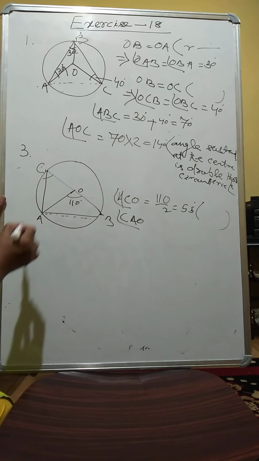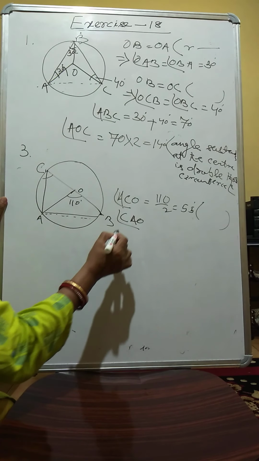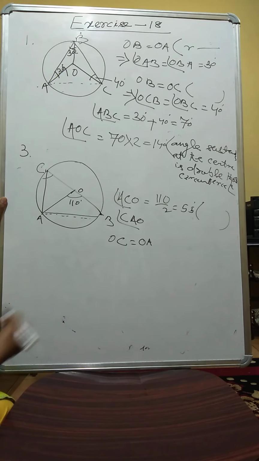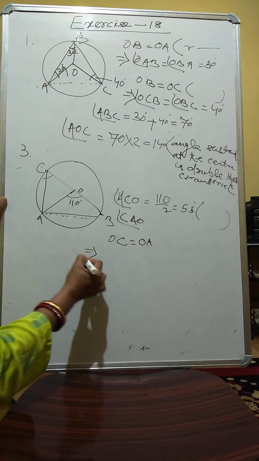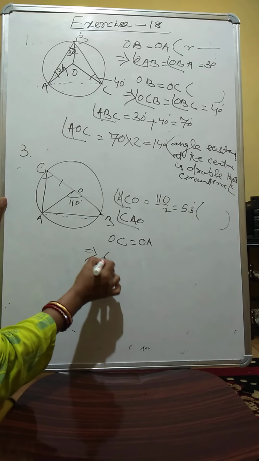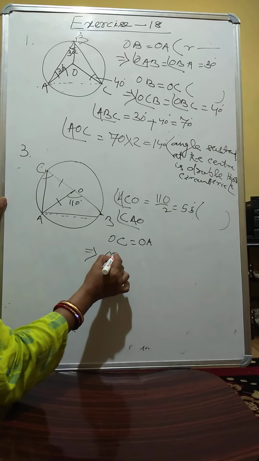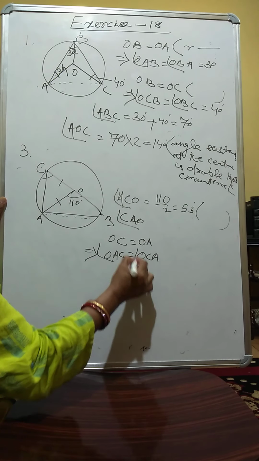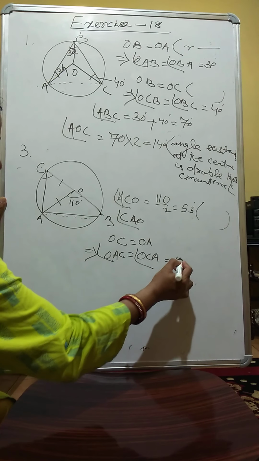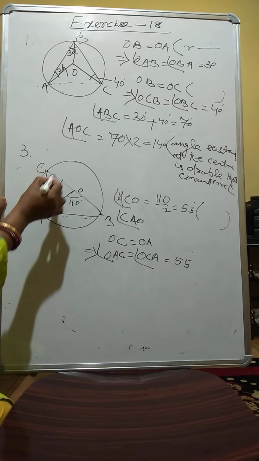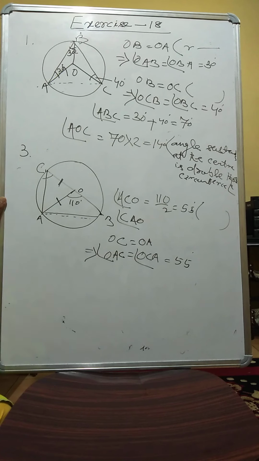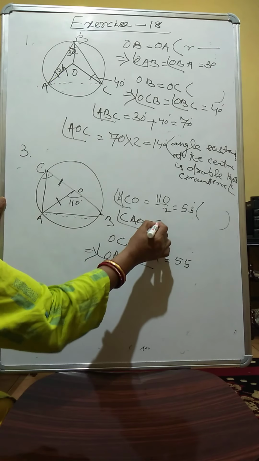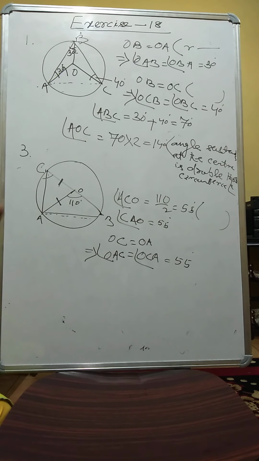Okay. Now CAO. We can write OC is equal to OA, radii of the circle. Hence, I can write OC is equal to OA. I can write OAC is equal to OCA, that is equal to 55 degree. Why, children? If the radii are equal, opposite angles are equal. Therefore, I'll write CAO is 55 degree. Okay?